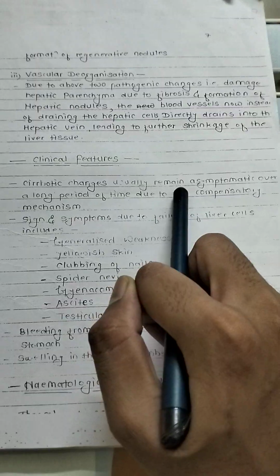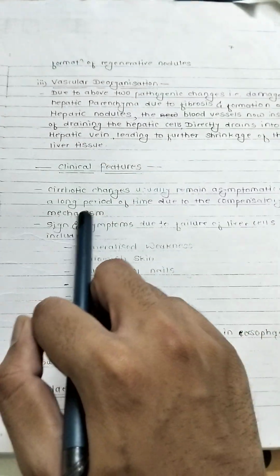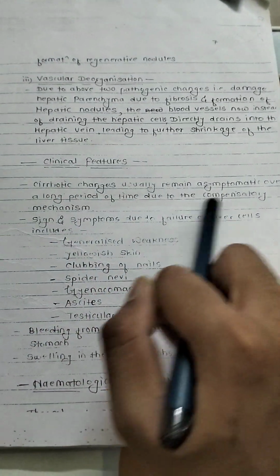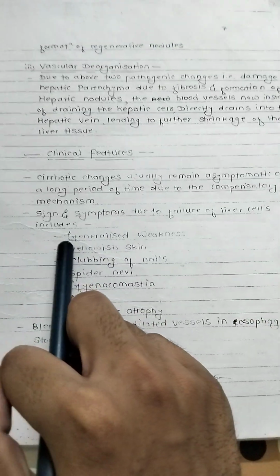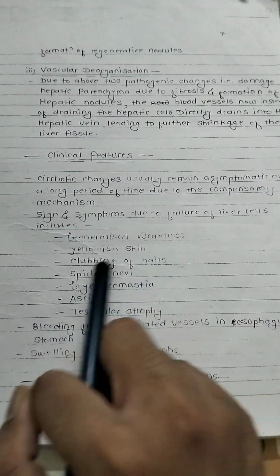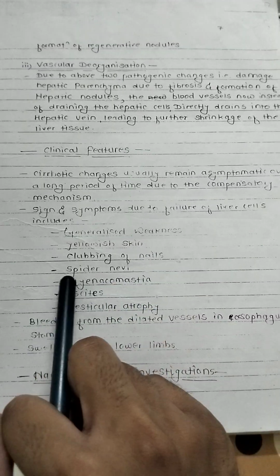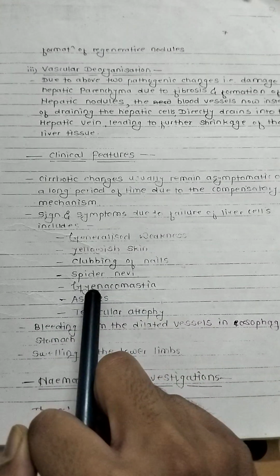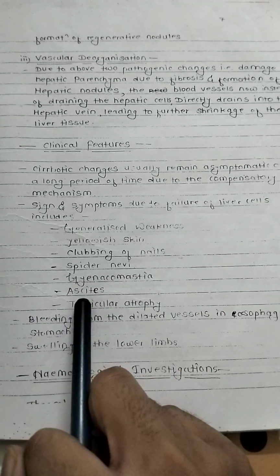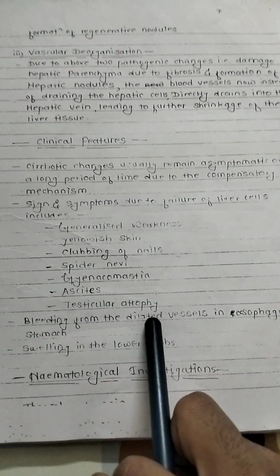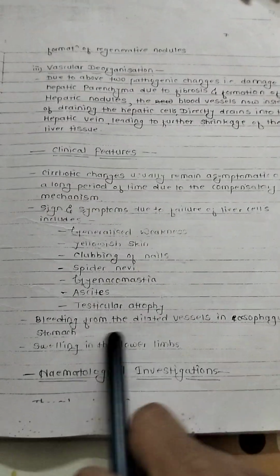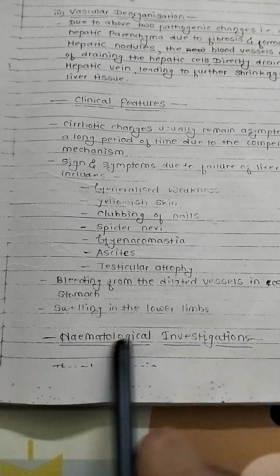Clinical features. Cirrhotic changes usually remain asymptomatic over a long period of time due to compensatory mechanisms. Signs and symptoms due to failure of liver cells include generalized weakness, yellowish skin, clubbing of nails, spider nevi, gynecomastia, ascites, testicular atrophy, bleeding from dilated vessels in the esophagus and stomach, and swelling in the lower limbs.